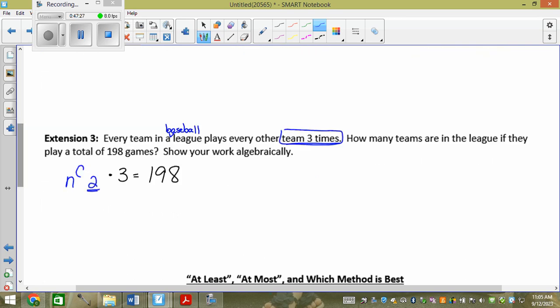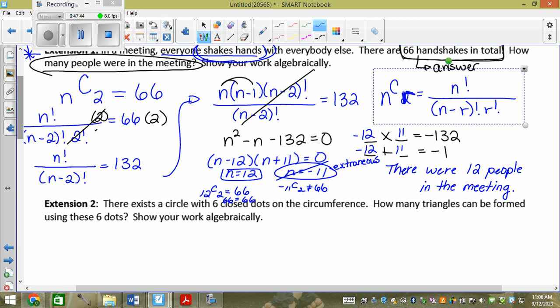What's the first thing I could do here? Yeah. Divide by 3. Some people will keep the 3 and then it confuses them. Just get rid of it right off the bat. We divide by 3. We get NC2 equals 66. Huh. That was exactly what we had up here, wasn't it?